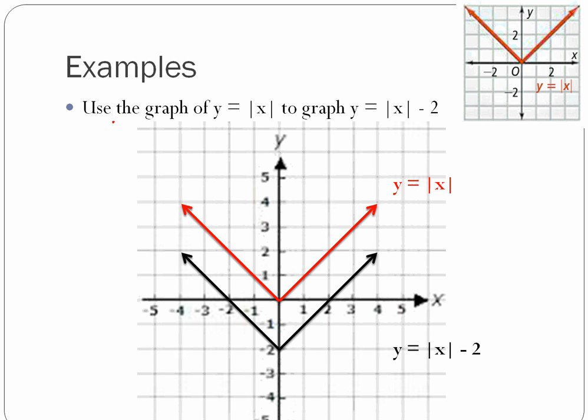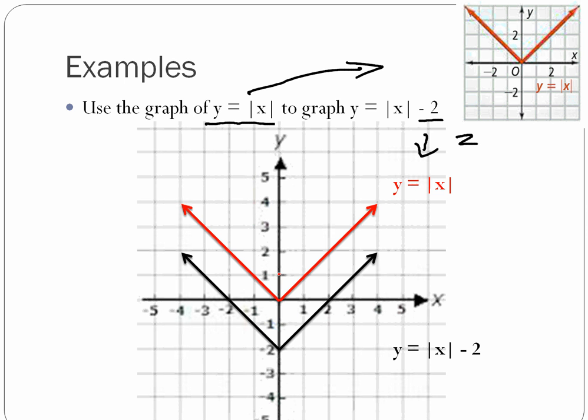So the example says use the graph of y equals the absolute value of x, so that's this right here, to graph y equals the absolute value of x minus 2. Now you have to remember the rule. If there's something different or there's change to the original on the outside of the absolute value bars, well, that means we're going to change vertically. So since we're changing vertically, we know the direction. Minus 2 means down, so we'll move down 2 units.